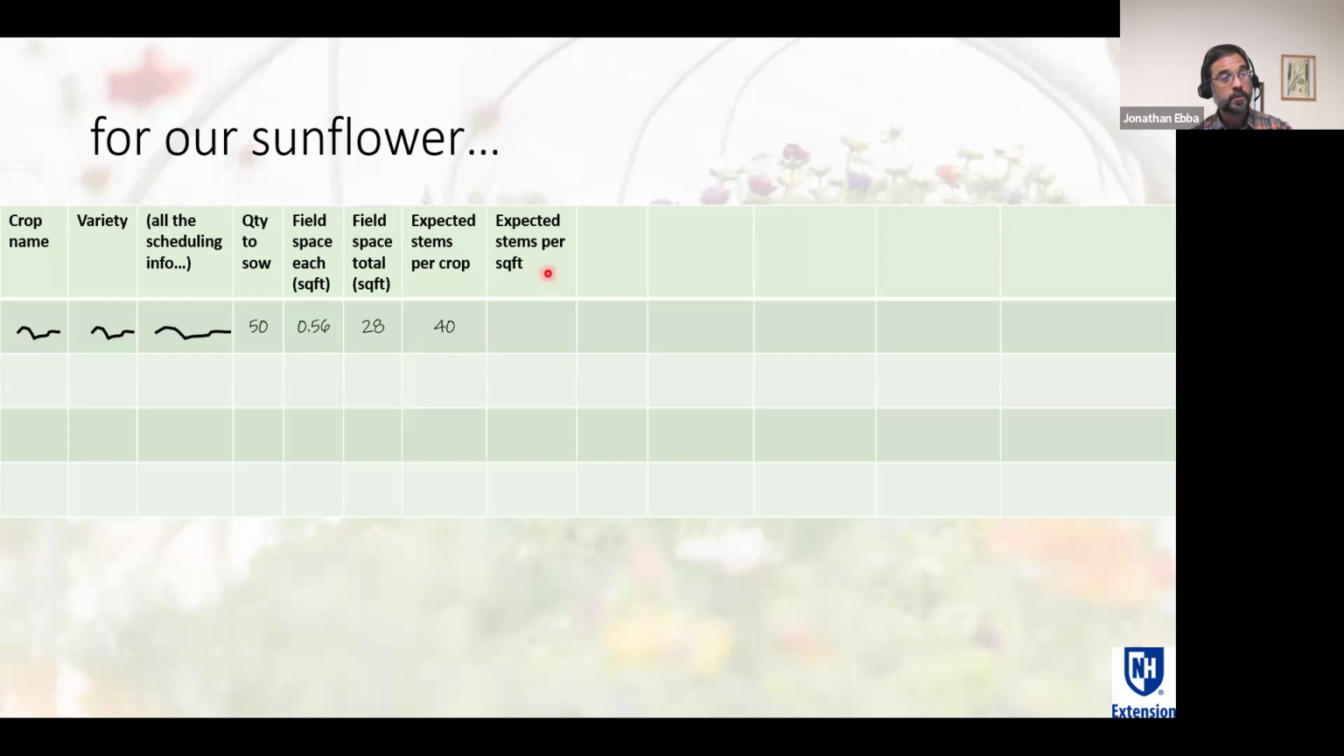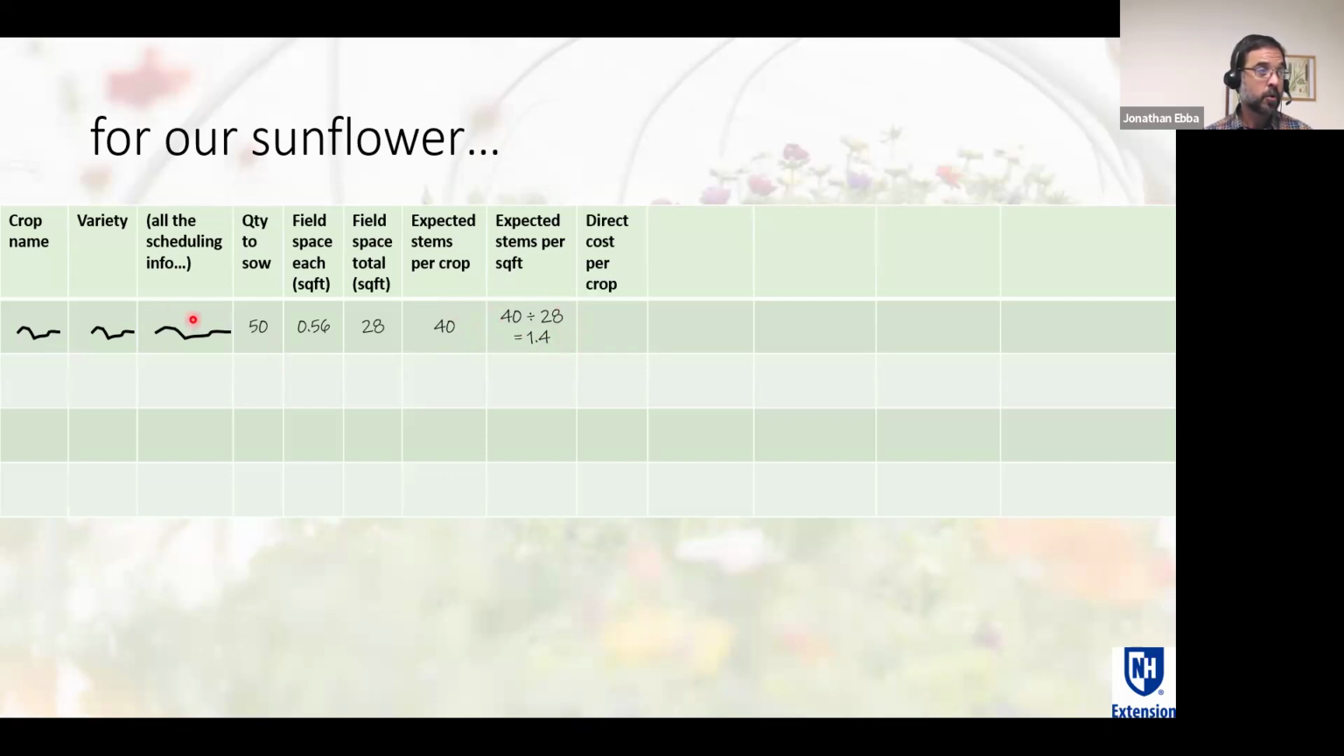So what does that work out to be per square foot? How many stems am I going to get per square foot? What we don't want to do is take the 50. We need to be realistic, because some of these are not going to come out. Or maybe this number is even higher if you're planting something that you're expecting to get multiple stems off of. We take our expected stems, divide it by how many square feet that crop is taking, and that tells me how many stems I'm going to get per foot.